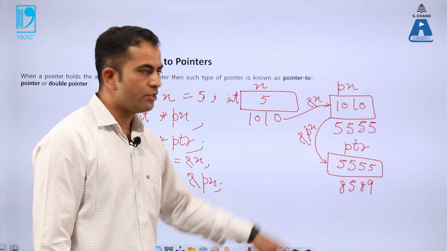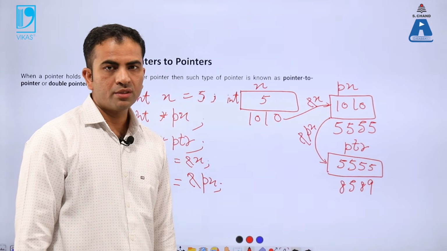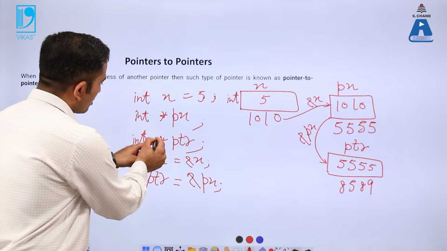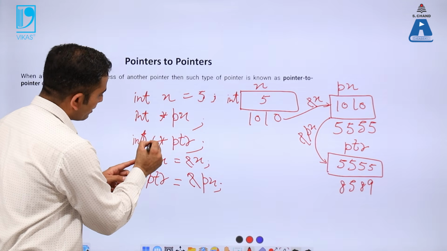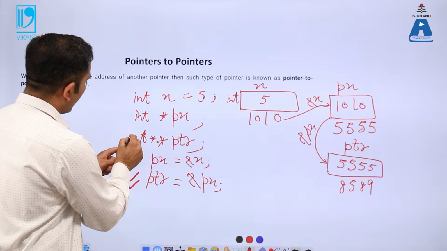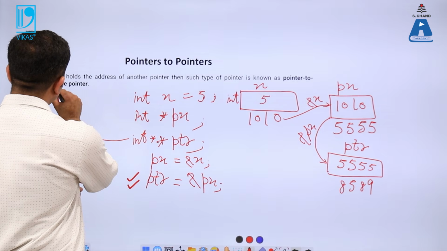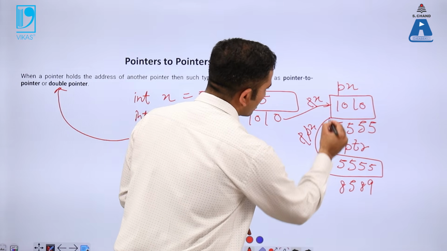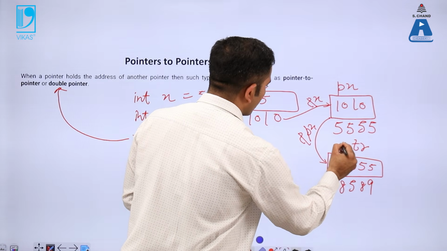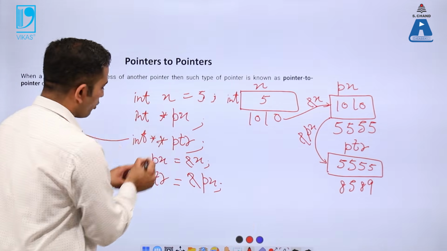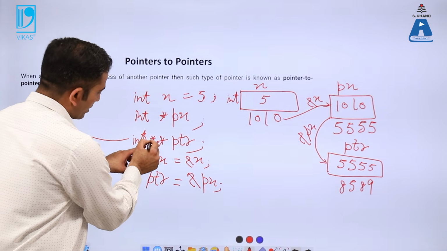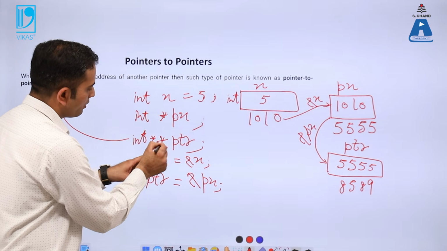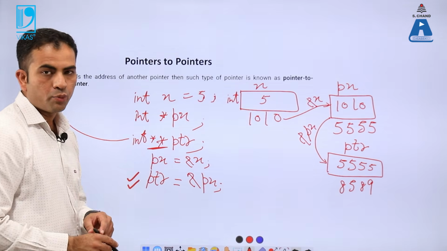How to access the value using the double pointer? Let me correct one thing here. This is not star ptr, it is double star ptr, and this is called pointer to pointer, or you can say double pointer. So this is px, and this ptr is a double pointer. Kindly correct this. It is a single pointer and it is a double pointer, that means pointer to a pointer.